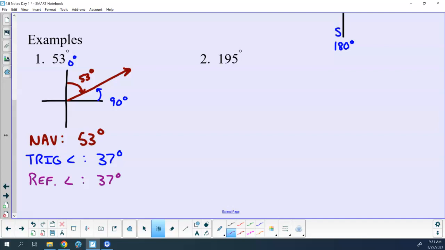Alright, let's try a little harder one now. So my navigation angle is 195 degrees. Which quadrant is a navigation angle of 195 degrees in? Quadrant 3, right? Okay, because we start up here, here's my 0, here's my 90, here's my 180. So a 195 would be down here.